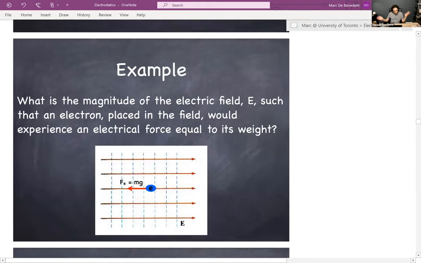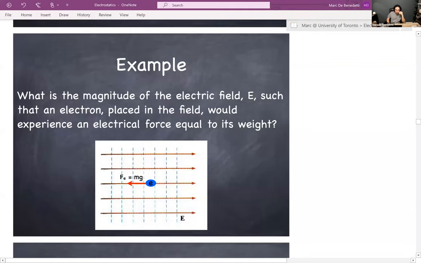Let's increment momentarily. If you're in computer science, let's do force plus plus, so to speak. What is the magnitude of the electric field such that an electron placed in the electric field would experience an electrical force equal to its own weight? This is a little bit funny, but it's actually relevant, and I'll explain why momentarily. So we have a known electric field, E equals question mark. We know it's there; we don't know its magnitude. And we know the charge is the charge on an electron, 1.602 times 10 to the minus 19 coulombs.